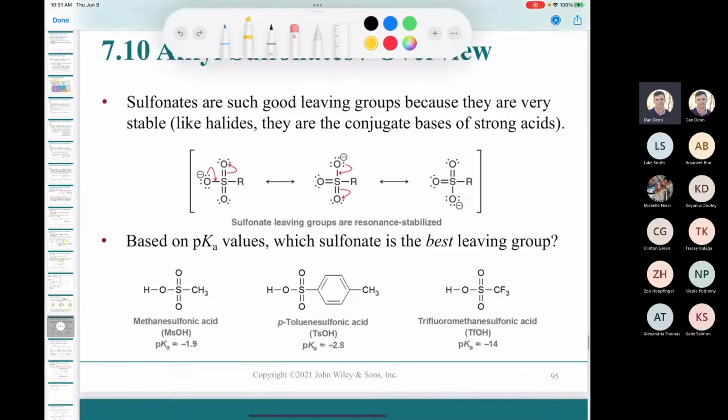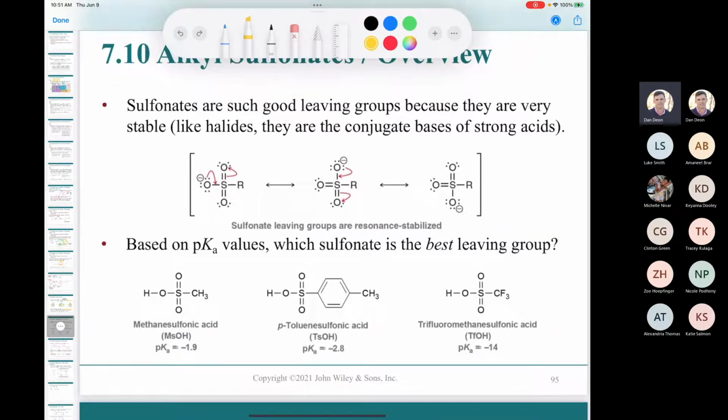If we look at the pKa values of their conjugate acids, the mesylate's conjugate acid is methane sulfonic acid. The tosylate's conjugate acid is toluene sulfonic acid. And the triflate ion is the conjugate base of trifluoromethane sulfonic acid. Could anybody answer this question? Based on pKa values, which one would be the best leaving group: mesylate, tosylate, or triflate? Best leaving group of all.